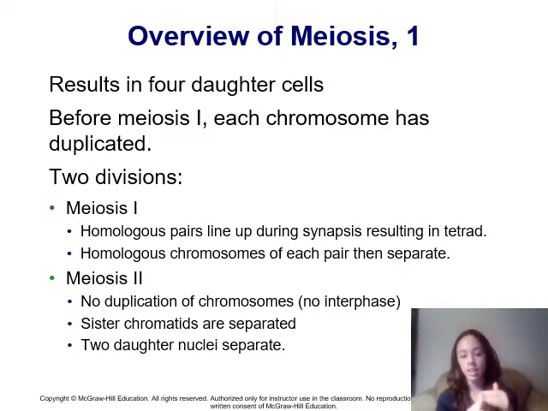Chromosomes are going to line up in the center of the cell, and now the sister chromatids are going to be separated. And then finally, the two daughter nuclei will separate. So we're going to end up with 4 daughter cells.